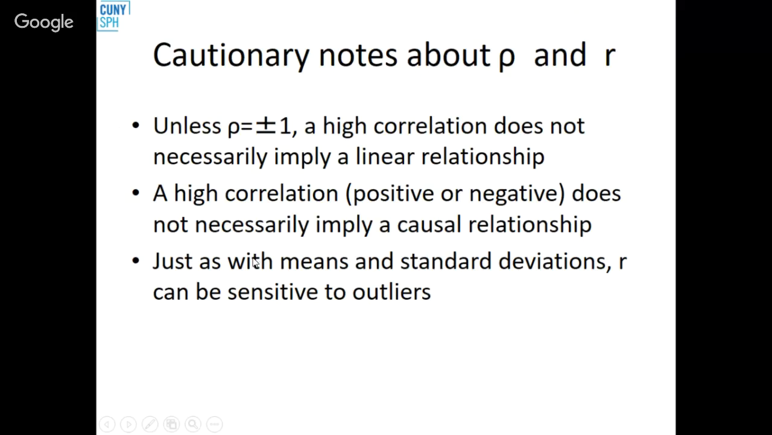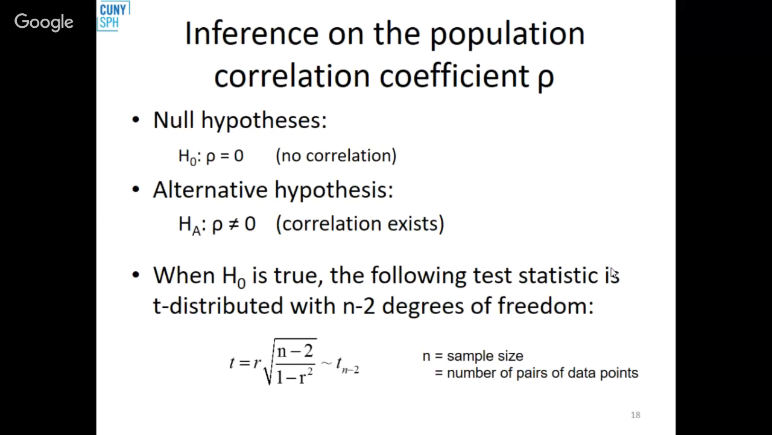And just as with means and standard deviations, this value of R is sensitive to outliers. So a single outlier can change R quite a bit. It is not resistant to outliers. We can perform inference on the population correlation coefficient rho, with the null hypothesis being that rho, the population correlation coefficient, is equal to 0, and the alternative hypothesis that it is not equal to 0.